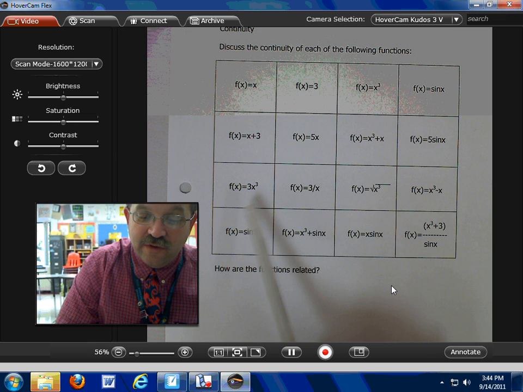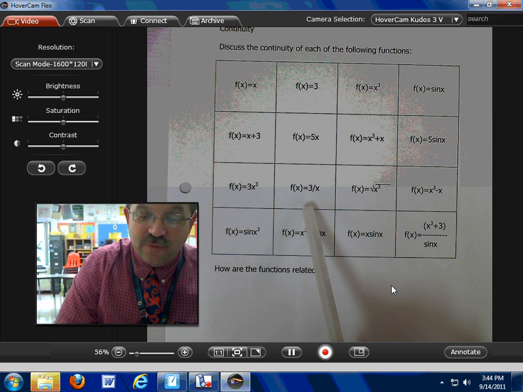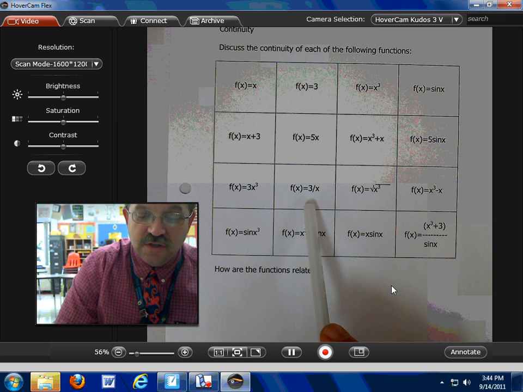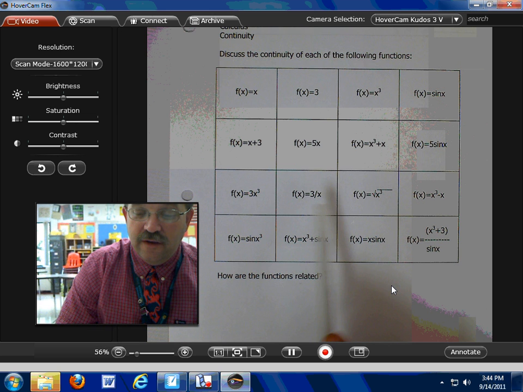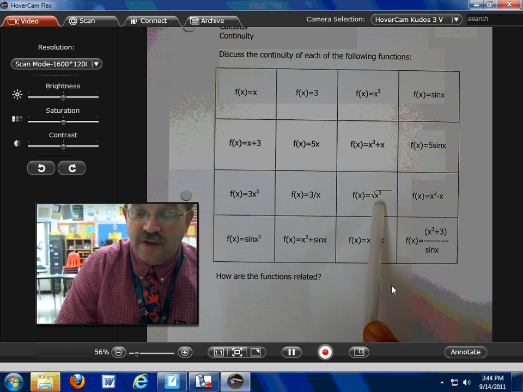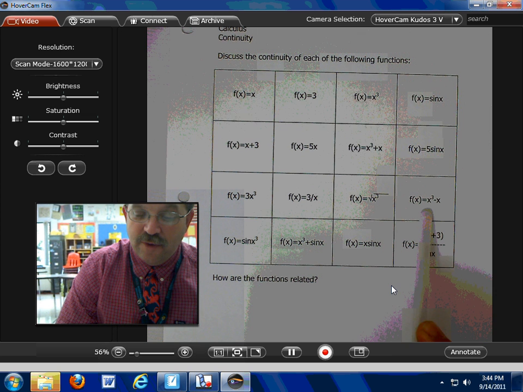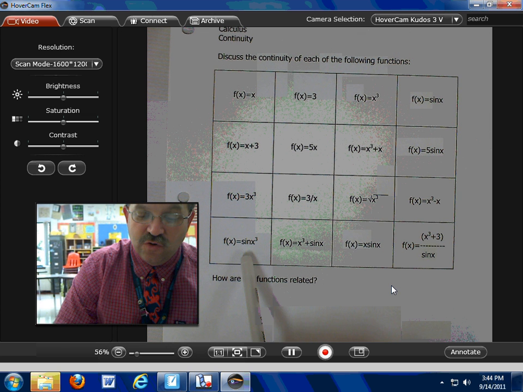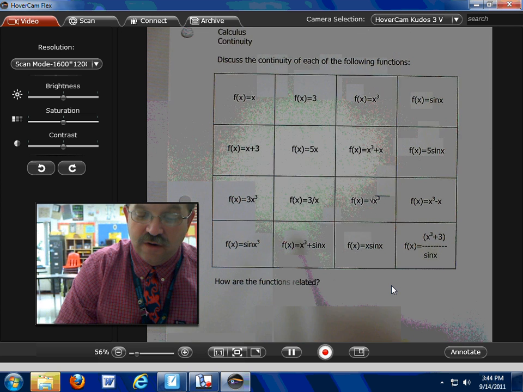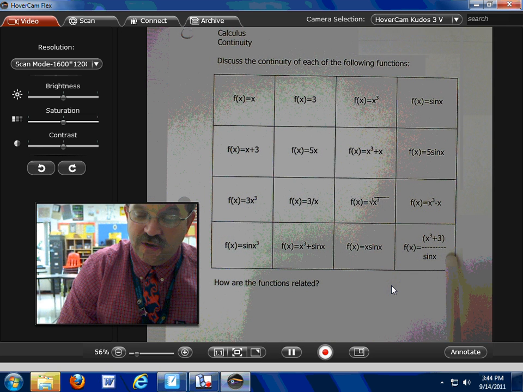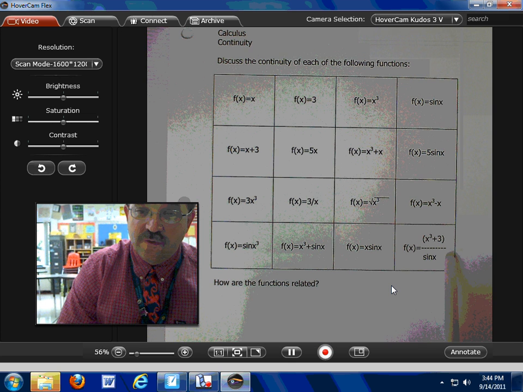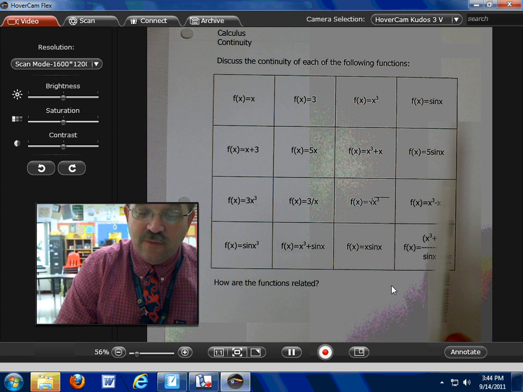This one, 3 divided by x. Continuous except when x equals 0. Cube root of x, continuous everywhere. X cubed minus x, sure. Sine of x cubed, sure. Ooh, whenever sine of x is equal to 0, we'd have some issues, right? Okay, so generally speaking, we can look at functions. We can expect to know when they're continuous.